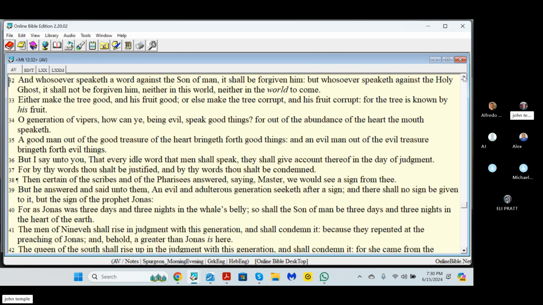For the tree is known by his fruit. O generation of vipers, how can ye, being evil, speak good things? For out of the abundance of the heart, the mouth speaks. A good man out of the good treasure brings forth good things, an evil man out of evil treasure bringeth forth evil things. But I say unto you that every idle word that men shall speak, they shall give account thereof in the day of judgment. Whew. For by thy words thou shalt be justified, and by thy words thou shalt be condemned.